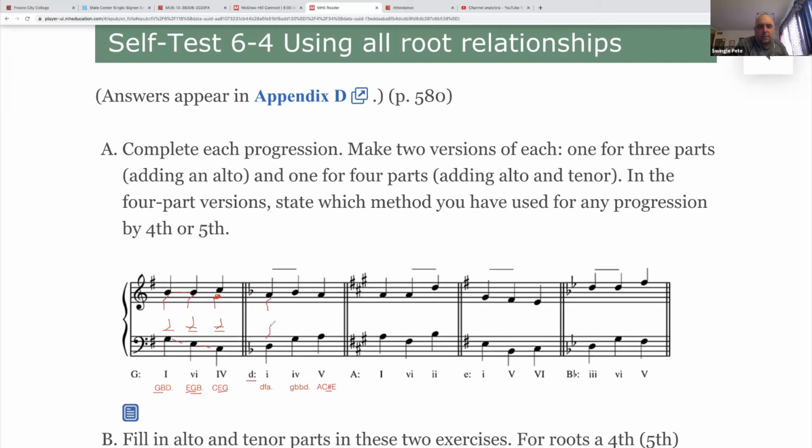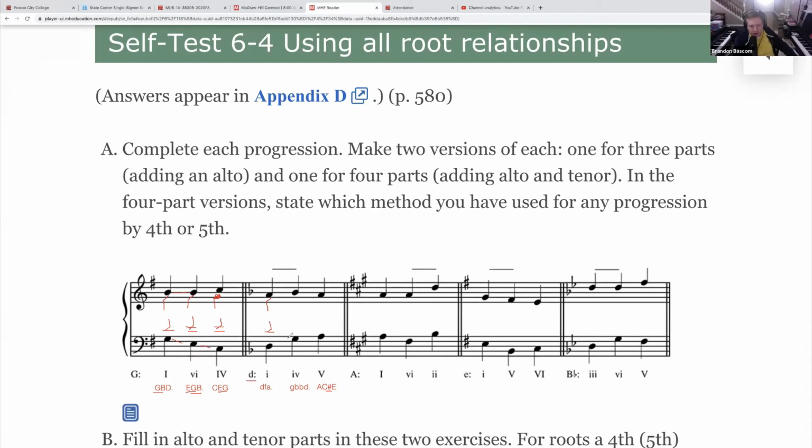What have we doubled? Doubled the fifth. Doubled the fifth? Is that horrible? It's not, I guess, horrible, but is there a better option? Probably. What do we like to double? The root. The root. Do we have enough space to do that? Yes. Okay. So let's go with that.